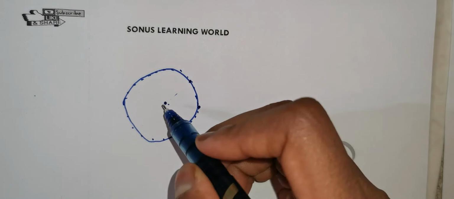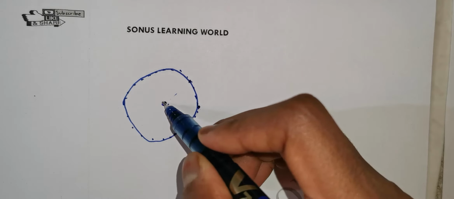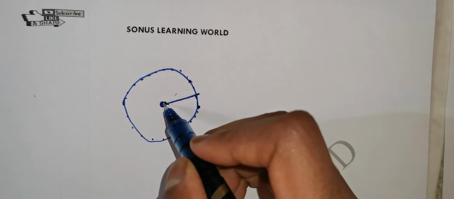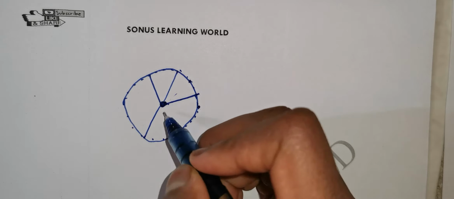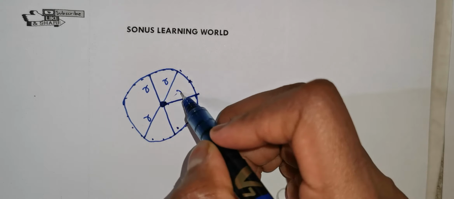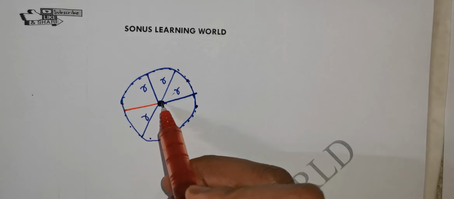So what is the radius of a circle? Radius means the distance from the center to any point on the circle. From the center to any point, that is the radius, and everything will be a radius. Now what is the diameter, students? Diameter means this full distance, which is 2 times the radius. This is a radius, this is also a radius. So 2 times the radius is the diameter of a circle.